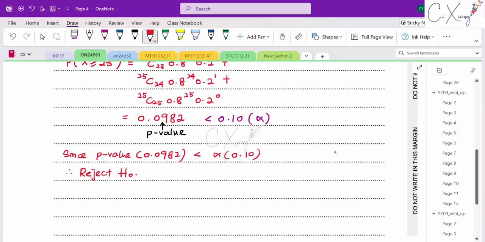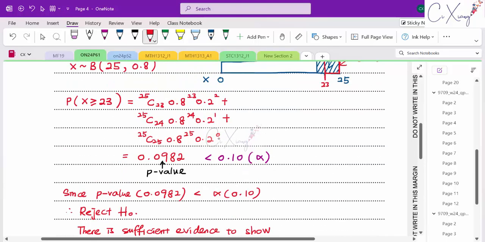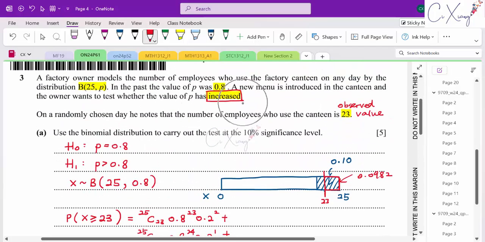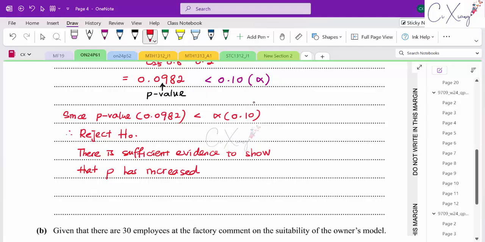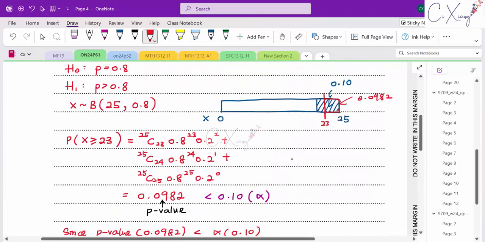So when you reject the null hypothesis, what is the conclusion in the context of the question? Basically, it should be there's sufficient evidence to show that the value p has actually increased. So the p has increased. So this is how we carry out the test for a binomial distribution.